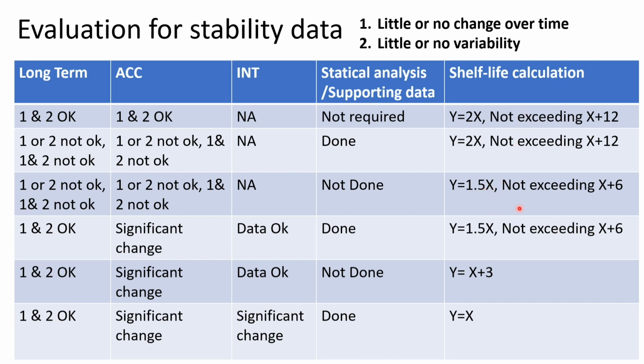Now the formula is changed. Y is equal to 1.5X. It means if 12 month long-term stability data is available, you can give 12 plus 6, 18. 12 month long-term data is there, you can consider 18 months as expiry period. If 24 month long-term data is available, you cannot consider 24 into 1.5 as 36 months, because the second clause is plus 6, so 24 plus 6, 30 months. Then you can consider 30 months your shelf life and expiry.